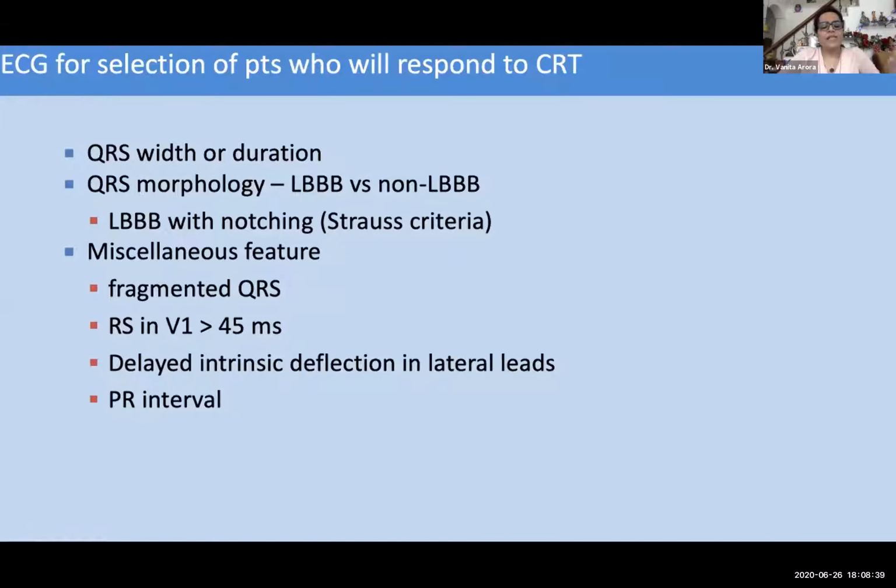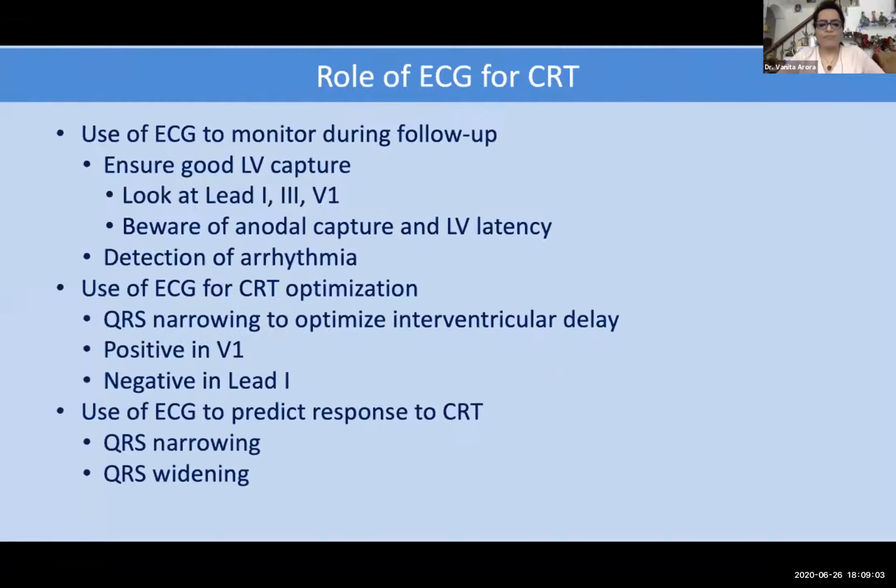So these are just summarizing the factors which we have to look at in the ECG before recommending a CRT device to the patient. We have to look at the QRS width, QRS morphology, some notching according to the Strauss criteria, and certain miscellaneous features like fragmented QRS, like RS in V1 being more than 45 milliseconds, delayed intrinsic deflection in lateral leads, and a PR interval which may be prolonged.